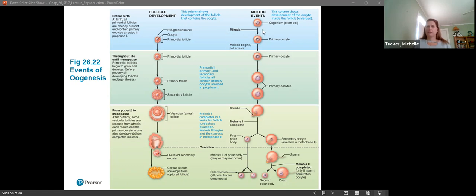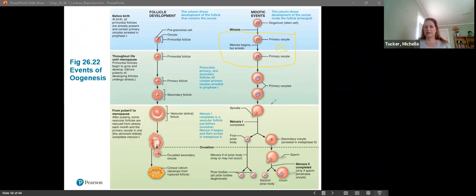For the meiotic events, the things to remember are that at birth, we have primary oocytes. That's the cell type at birth. And they are arrested in prophase 1 until puberty. So these have already started meiosis.